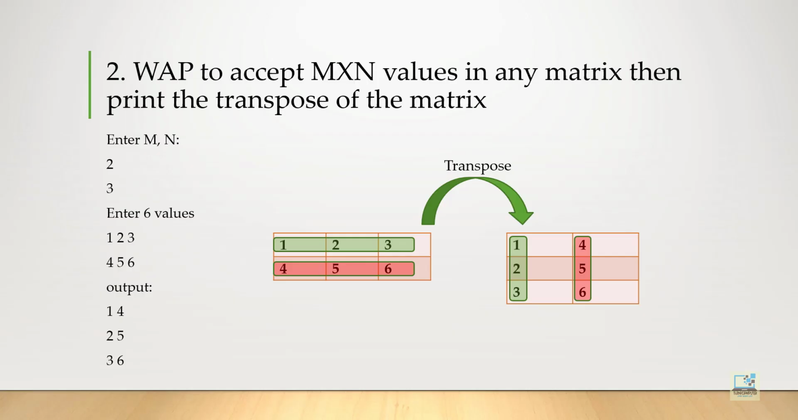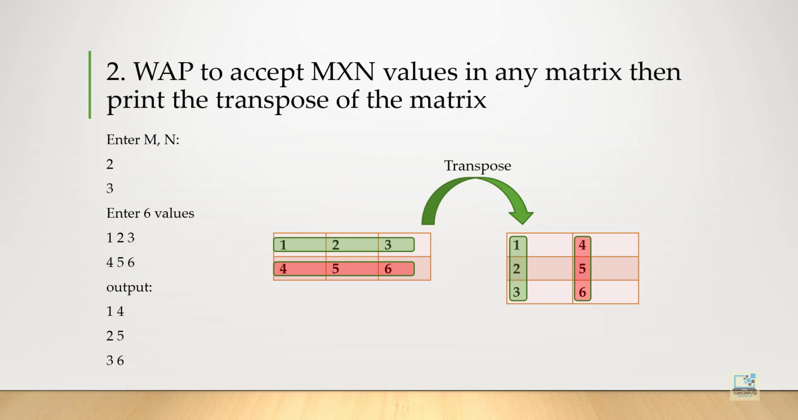Okay. Second question. Write a program to accept m into n values in any matrix, then print the transpose of the matrix. Now what is transpose? Transpose means first row will become the first column, second row will become the second column, and if there is a third row, that will become the third column, and so on. If I input m, n as 2, 3, that means there will be 6 values. My first row is 1, 2, 3, that will become 1, 2, 3 as the first column in the output, and 4, 5, 6, the second row, will become the second column in the output.